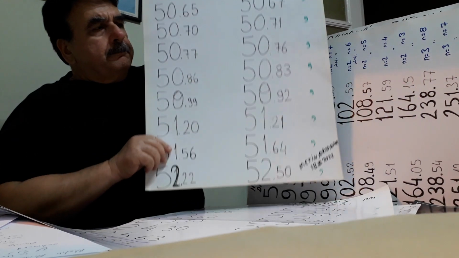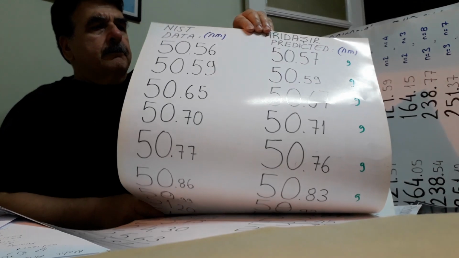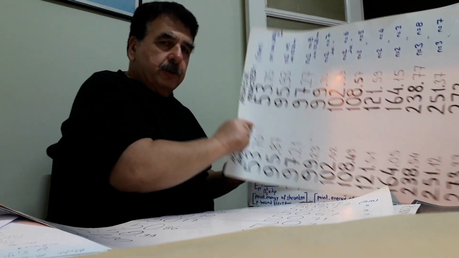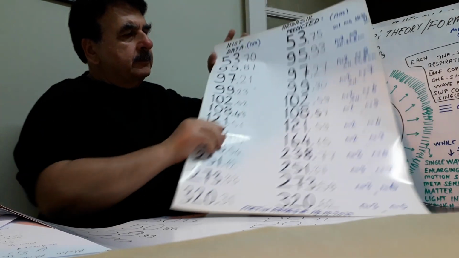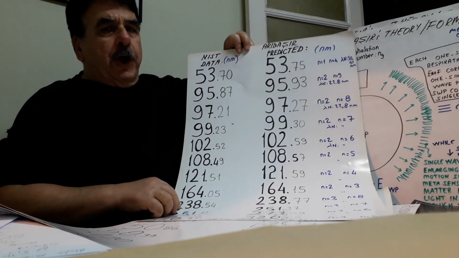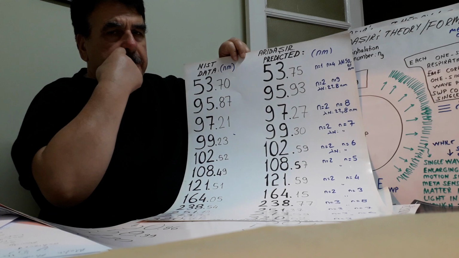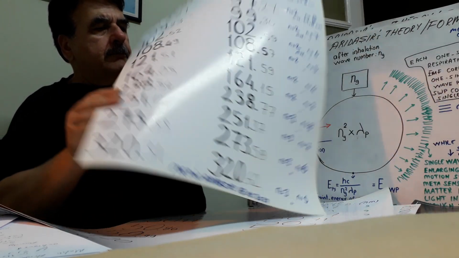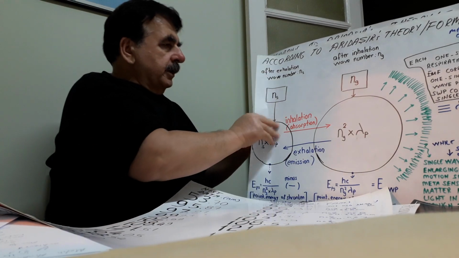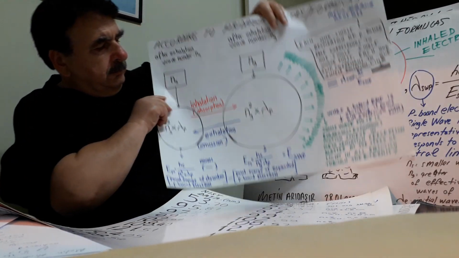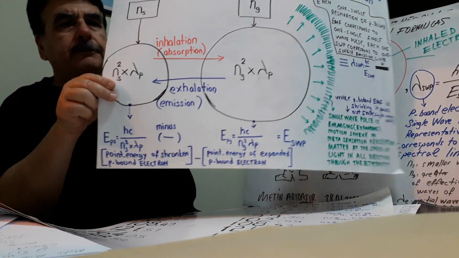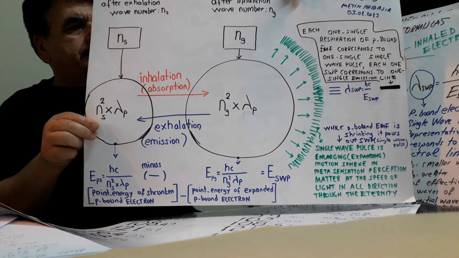And here. Two different wavelength size electron motion forms determined these spectral lines according to my energy formulas. Look at that.